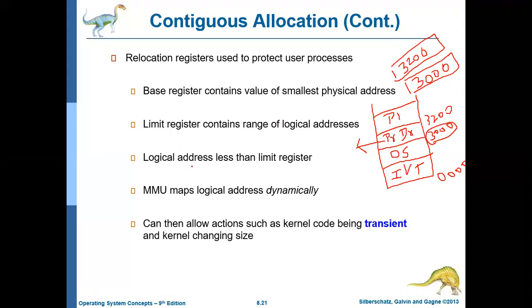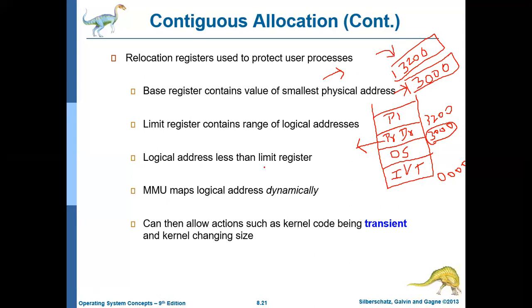Logical address you need not change, because logical address is the relative address. It is relative to the base address, right? So the CPU does not do anything else. The CPU will always create a logical address, and that logical address will be compared to check whether it is less than the content of the limit register, and then it is added to the base register. If the print driver is there, the logical address will be added with 3200. If the print driver is not there, the logical address will be added with 3000.